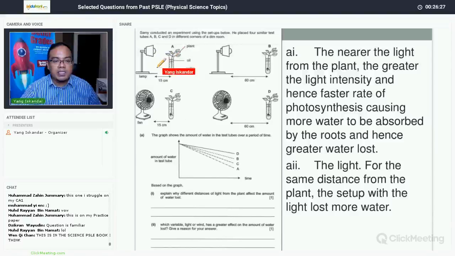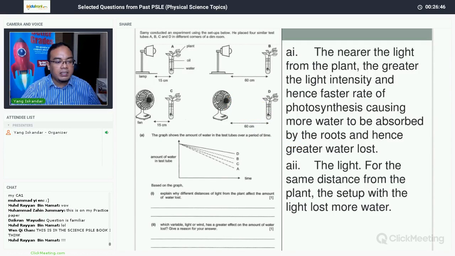But the difference here: in A, you see the lamp is 15 cm away. In B, the lamp is 60 cm away from the setup. In setup C, instead of the lamp, there's a fan, which is 15 cm away. And in setup D, there's a fan which is 60 cm away. Yes, of course, this is a past PSLE question. If I'm not wrong, it's last year's PSLE.